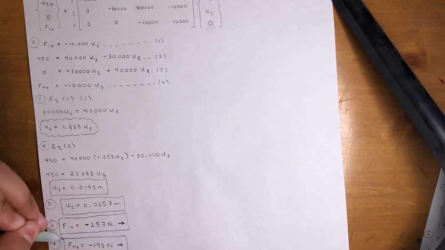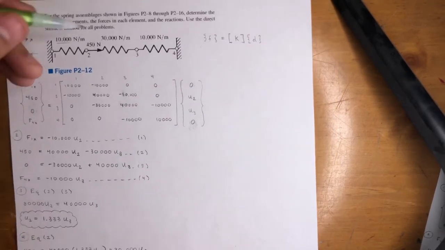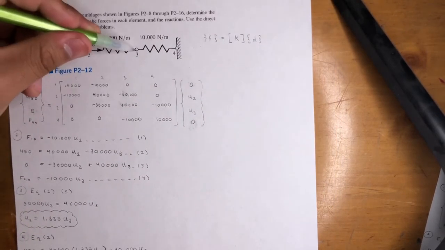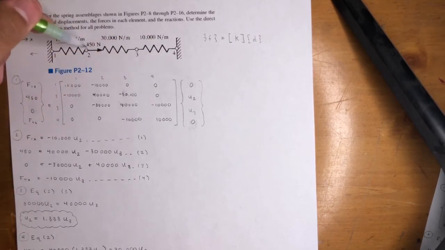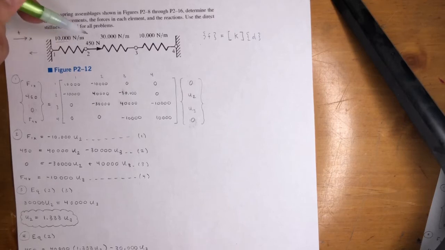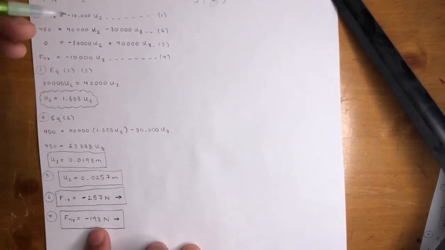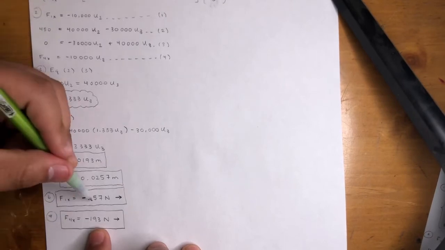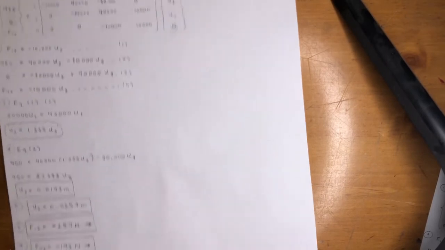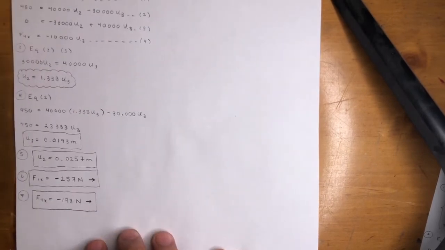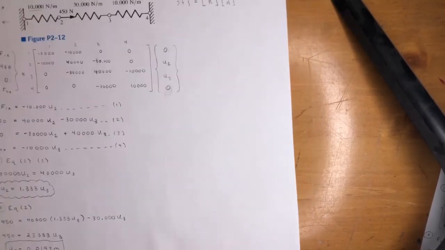Cool, so we can verify now. Remember I told you that there's no force at 3, so the sum of the forces at 1 and 4 have to equal 450, but in the opposite direction. Well, that's true. We got 450 going to the right, and 193 going to the left, and 257 going to the left. Add these two up, you get 450. That means we did something correct. All right, so we're good on that piece.